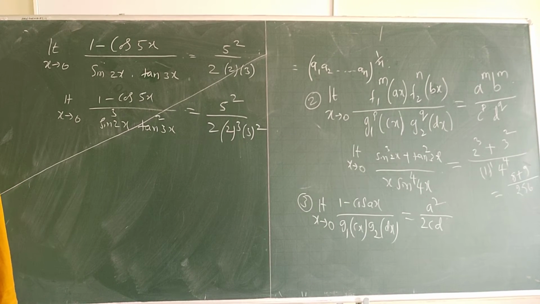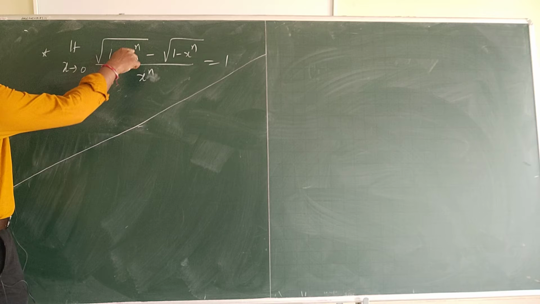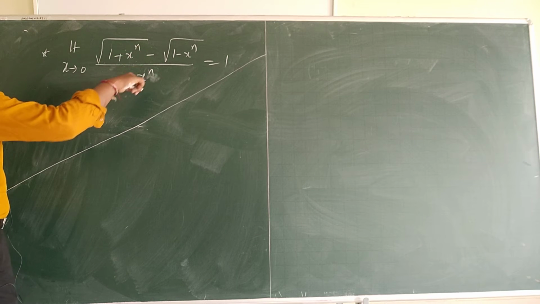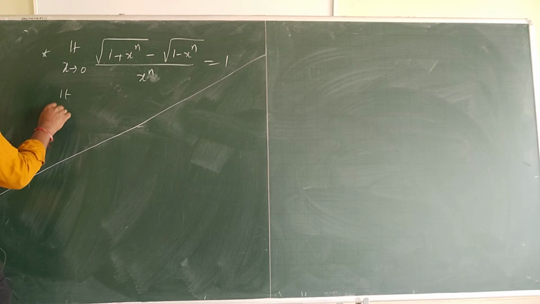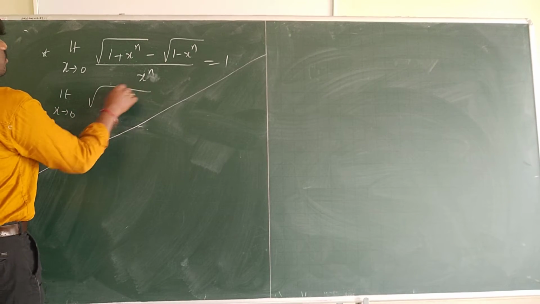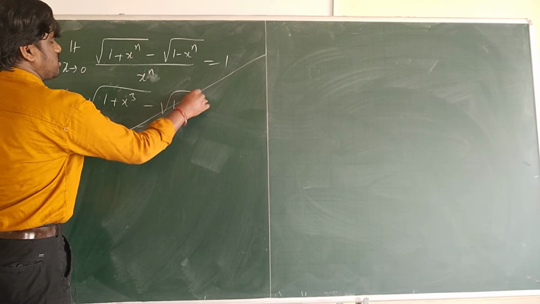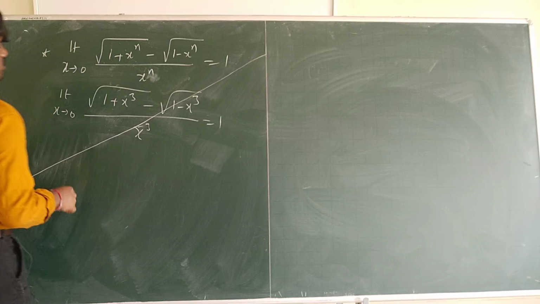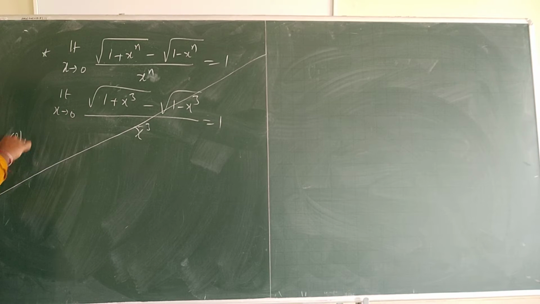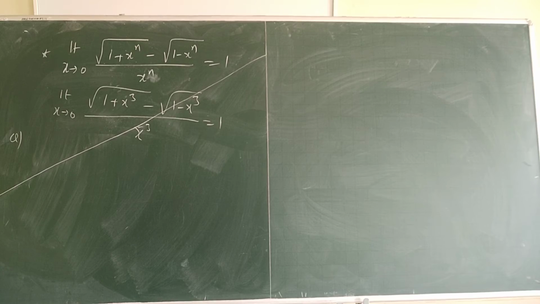See, whenever you have this kind of format, square root of 1 plus x power n minus square root of 1 minus x power n divided by x power n, the answer will be 1. For example, limit x tends to 0, under root of 1 plus x cube minus under root of 1 minus x cube divided by x cube. The answer is immediately 1. If you want to do it, you can do it by rationalizing.